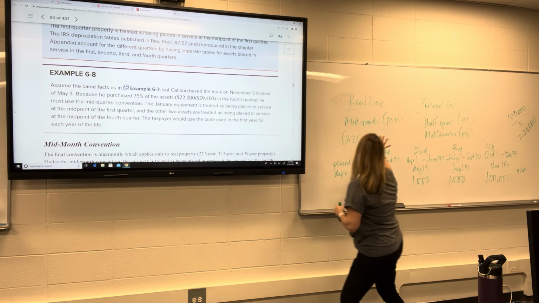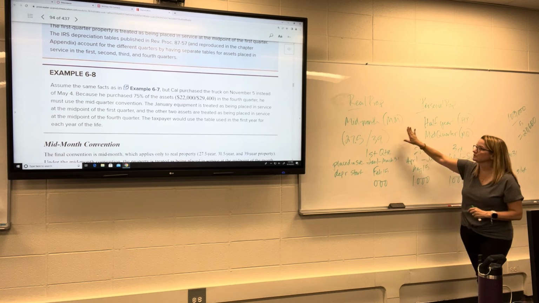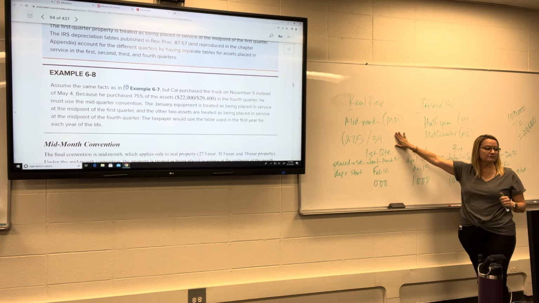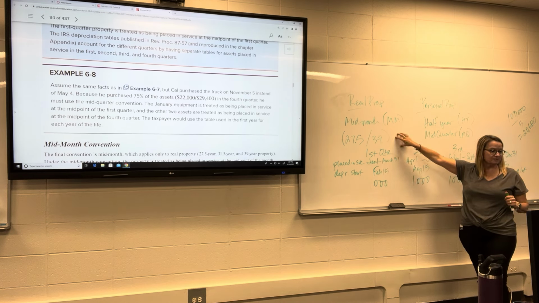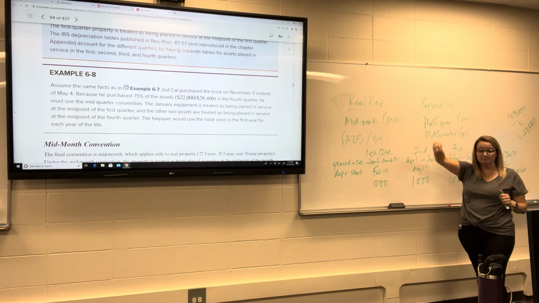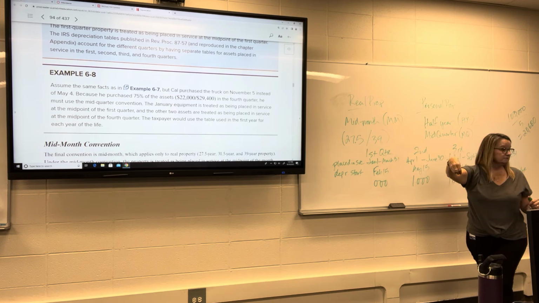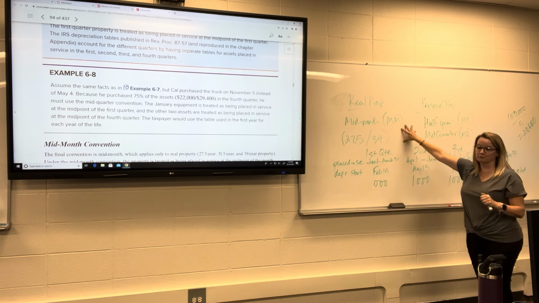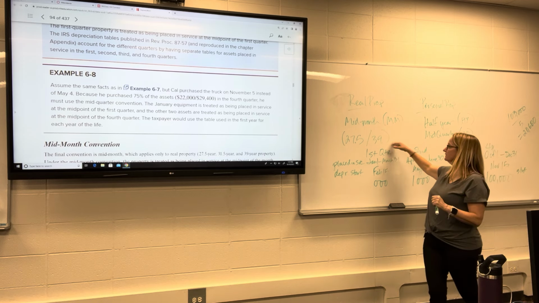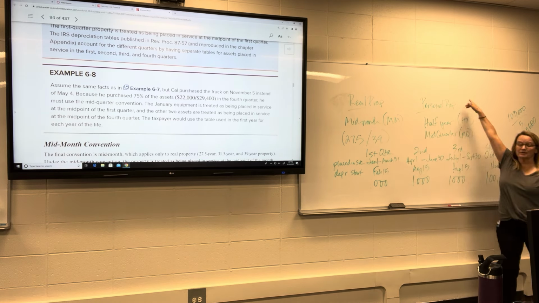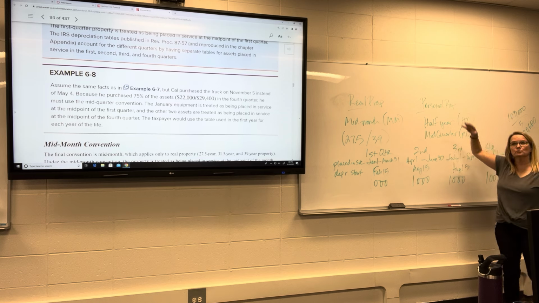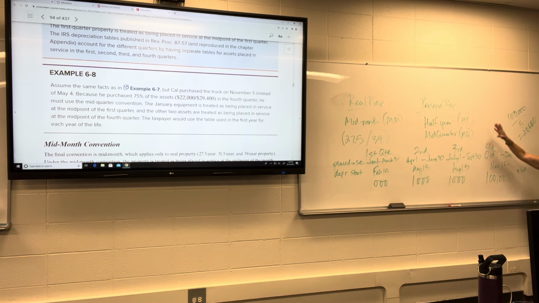Okay, so again, mid-month, we're gonna start depreciating it in the middle of the month that we purchased it. We're gonna stop depreciating it in the middle of the month that we sell it or get rid of it, and it's only for real property. Super simple there, right? Personal property, probably the best thing to do when we're talking about, am I gonna use the half year, am I gonna use the mid-quarter?